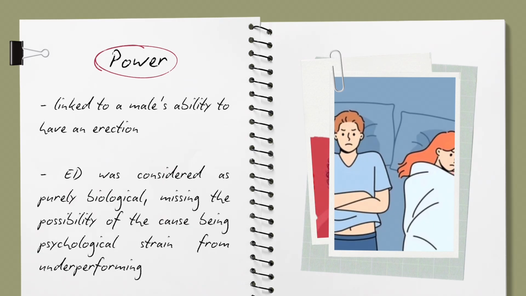Back then, power was linked to a male's ability to have an erection. In the mid 20th century, the diagnosis erectile dysfunction was considered as purely biological, completely missing the possibility of the cause being psychological strain from underperforming. So, this has been an issue and it has actually been raised throughout the years, and they are also addressed. You will see the changes and how it affects modern psychology today in the next slides.